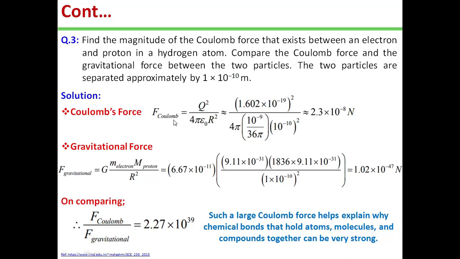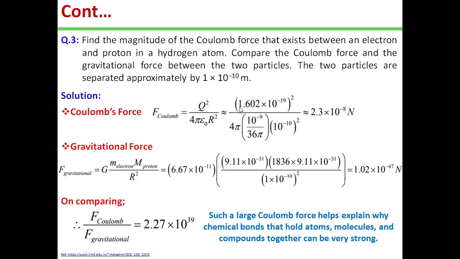According to Coulomb's law, we know that the force between charges is given by Q squared divided by 4 pi epsilon naught R squared. Here Q squared is used because there are two point charges and both have the same value. So I have written Q squared here. If two different charges were there, we would write Q1 and Q2.